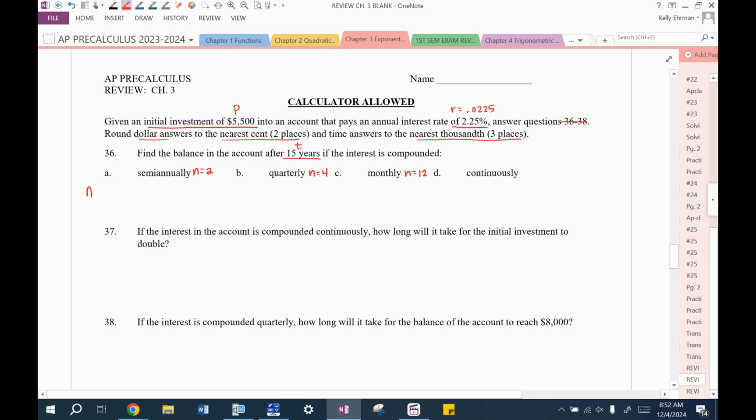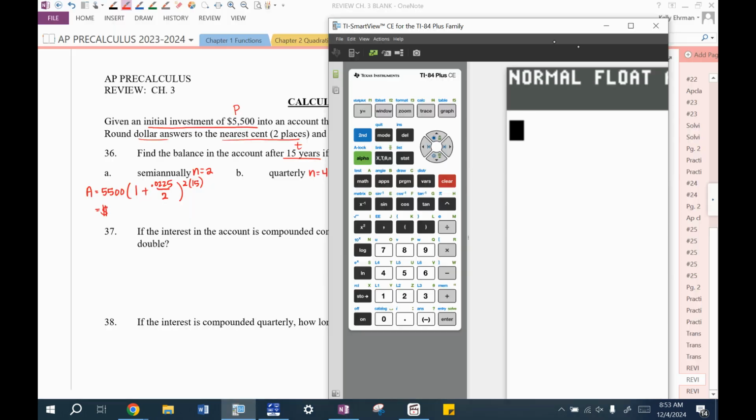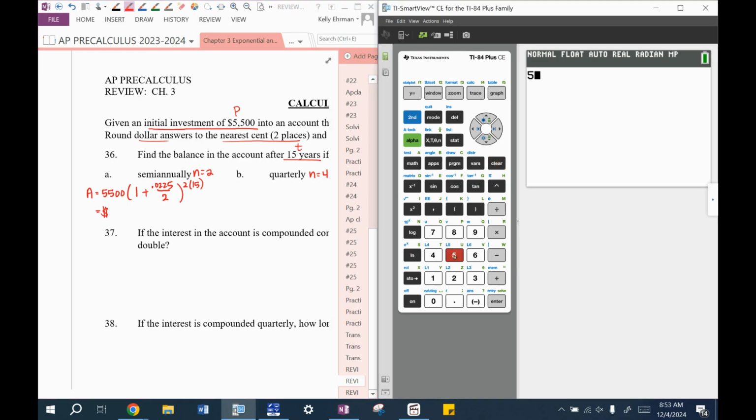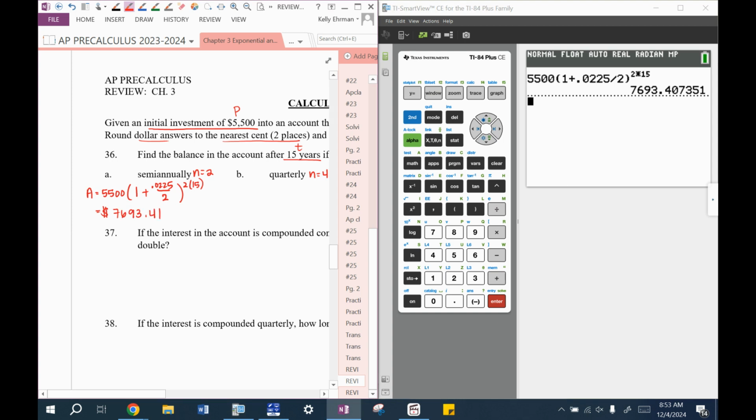All right, so our first one is the account balance is equal to 5,500 times 1 plus r over n to the n times t. It's not rt for this one, it's nt. And I'm going to enter that into my calculator and round this to 2 places. You can type it in exactly as you see it. You don't need a bunch of extra parentheses. All right, so my first answer is $7,693.41.